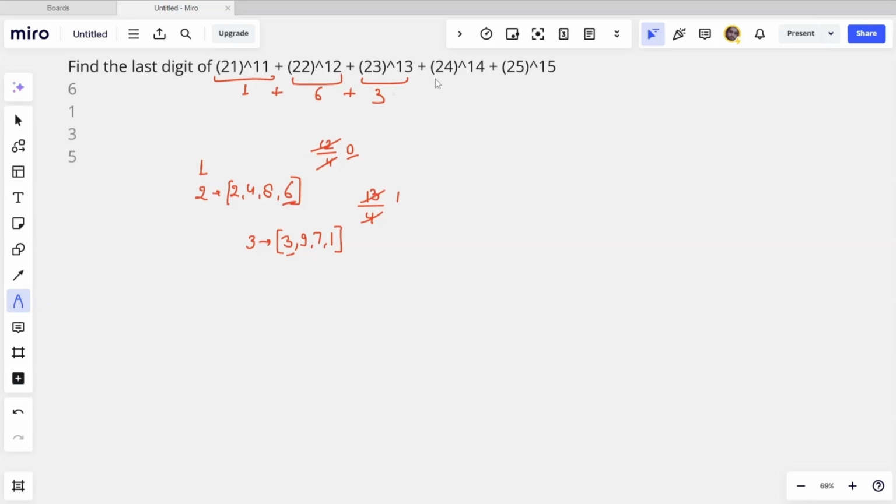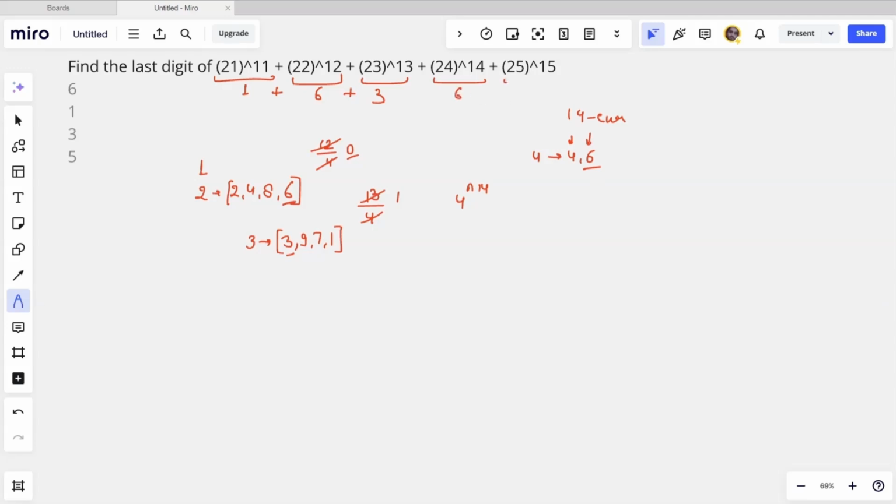Okay, now let's solve this part of the question. It is 4 raised to the power 14. Let's find the power cycle of 4, which is 4 and 6. This is the power cycle of 4. If the power of this expression is odd, the result will be 4. If the power is even, the answer will be 6. As you can see, 14 is an even number, so our answer will be 6.